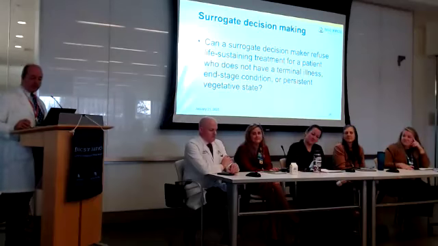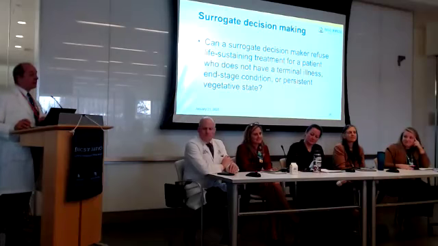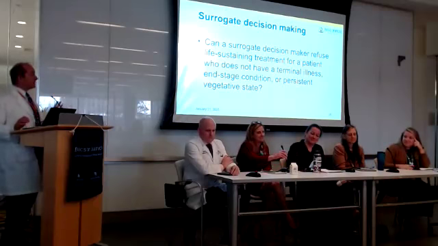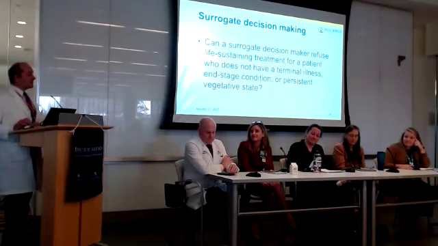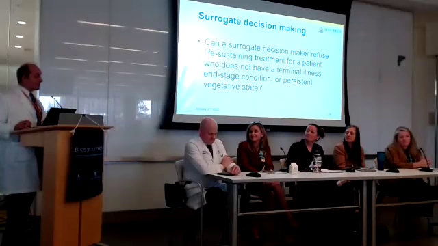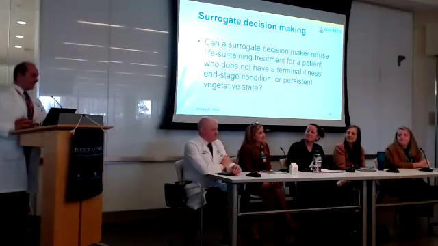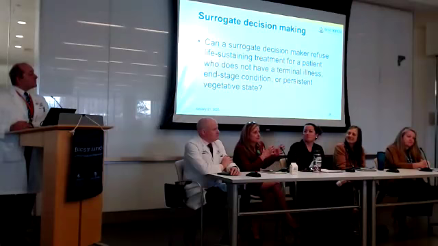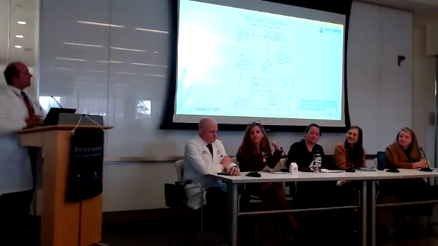So this question, Carrie: can a surrogate decision maker make a decision? This patient does not have a terminal illness or end-stage condition. She's not in a persistent vegetative state. Can a surrogate decide against life-sustaining treatment if the team thinks that's in the patient's best interest? So the legal answer in Maryland is no. The surrogate decision maker is the decision maker, except when it comes to end of life, and unless you meet these criteria.